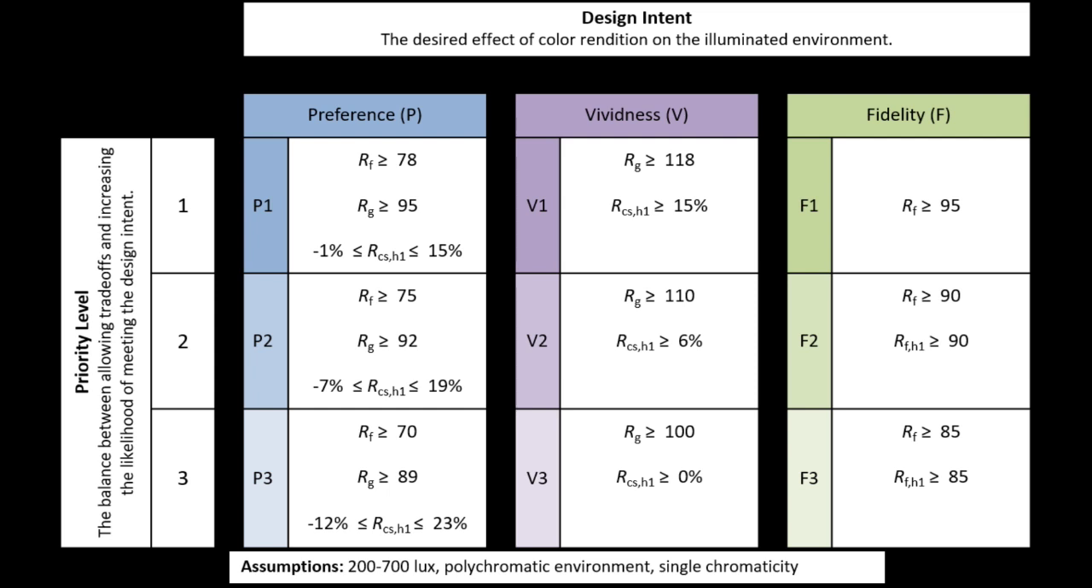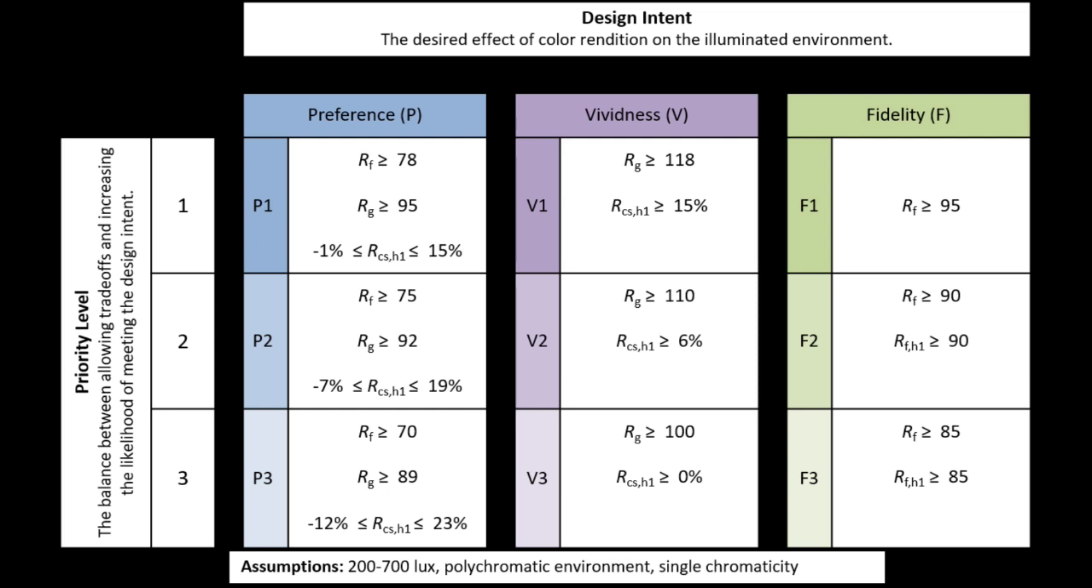So color preference. I'm going to read this for you because I don't have this memorized. Its design intent applies to situations where creating a pleasing, natural-looking environment is important. And the specifications use the three TM30 measurements. RF is average color fidelity, RG is gamut area, and RCSH1 is chroma shift for nominally red objects. So that's color preference. All right, that's one category.